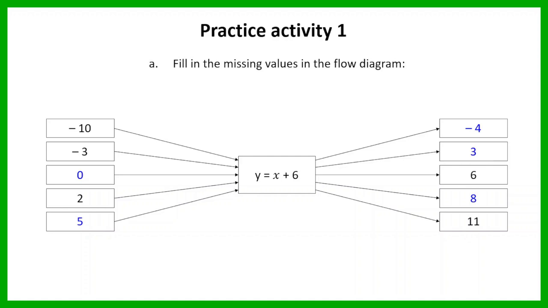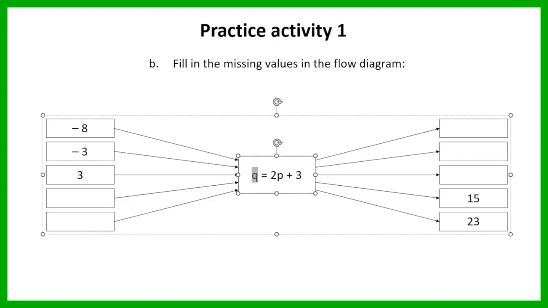Right, next example. Here you've got the rule Q equals 2P plus 3. Now remember I said you don't have to only have X and Y as your variables in your equation. You can have other letters as well. So in this case, Q is the variable for my output. So these are my Q values over here. P is the variable for my input. So these are my P values over here. But the way you're going to do it is going to be exactly the same as it was if it was X and Y.